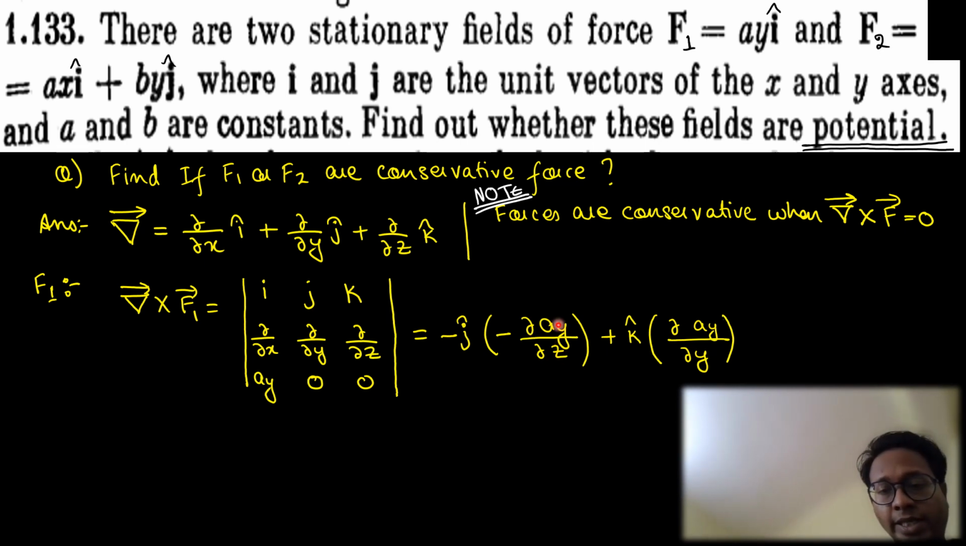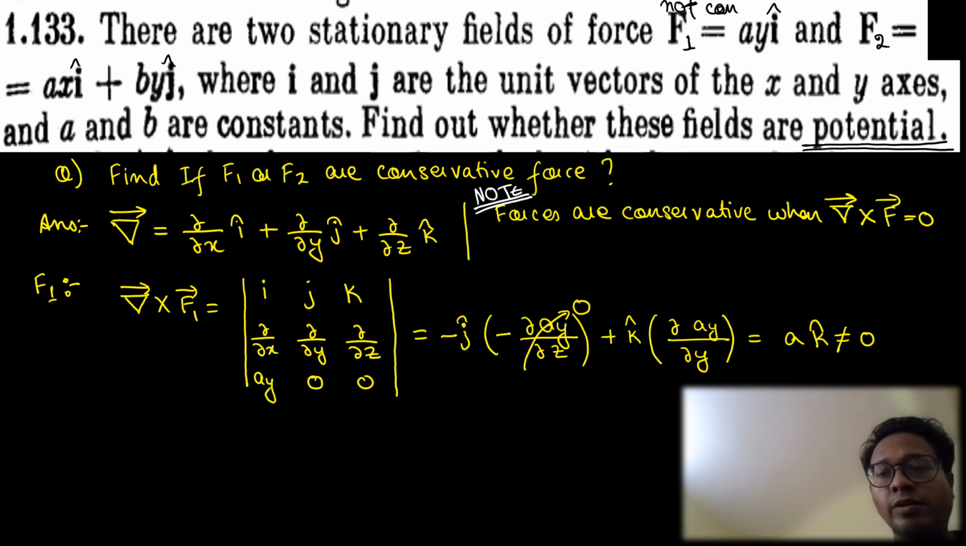For d by dz, there is no term of z here, so everything is constant and this becomes 0. Here d by dy gives a, so this is nothing but a k cap. Whenever you do partial differentiation, suppose you are differentiating with respect to y, every other term other than y, be it a, z or x, is treated as constant. Similarly, differentiating with respect to z, every other term apart from z is treated as constant. So only ak remains. I have to check whether ak is 0. a is not 0, so the curl of force F1 is not equal to 0. Therefore F1 is not a conservative force.